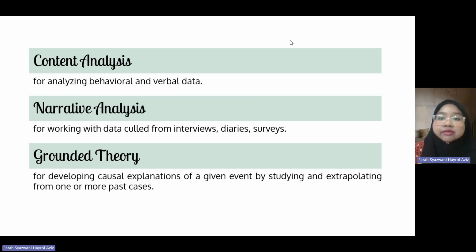The second one is narrative analysis. When you are working with data collected from interviews, diaries, and surveys, this data will be analyzed using narrative analysis. And thirdly, grounded theory is used for developing causal relationships. We are going to see if A, then what B. It is for developing causal explanations of a given event by studying and also extrapolating from one or more past cases.